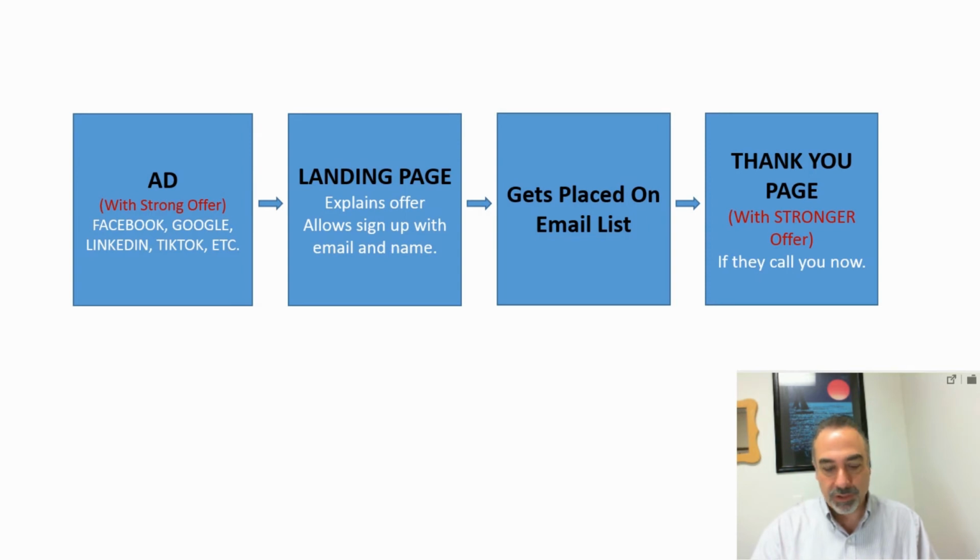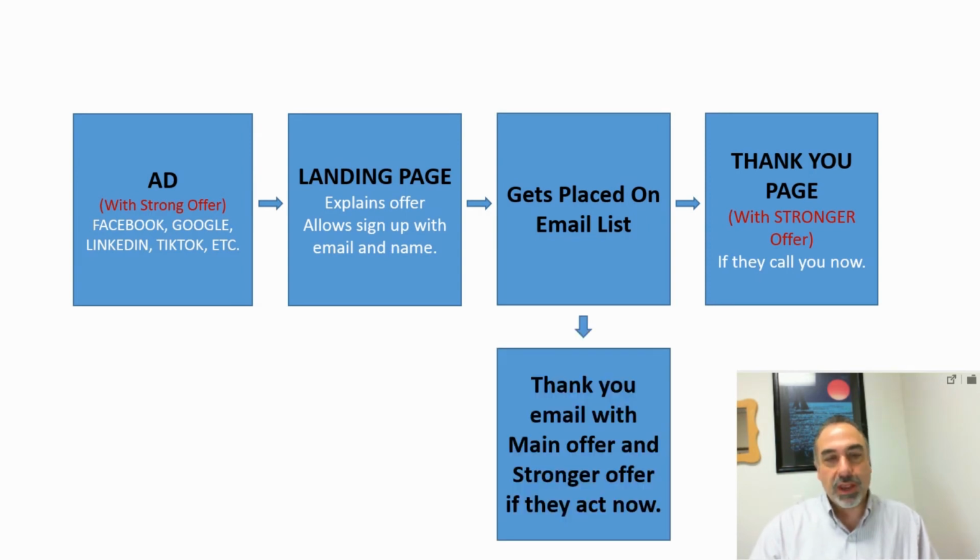Now, after they get placed on the list, and while they're moving on to the thank you page, they're going to get an email with the main offer, with the lower priced or lower quality offer, but still a good offer. It's going to explain to them about that offer, and then the email is also going to say again about the better offer. But what do they have to do? They have to act now. They have to call now, click now, buy now, do something now. Or you give them a time frame, within an hour, within 2 hours, or else it's gone.